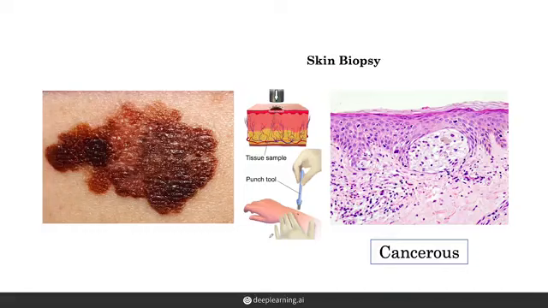In the dermatology study we saw earlier, the ground truth for the test set was determined by a skin lesion biopsy. This is a medical procedure in which a sample of the skin with the suspected cancer is removed and tested in a lab. The results of this test are then used to set the ground truth for the photo image.